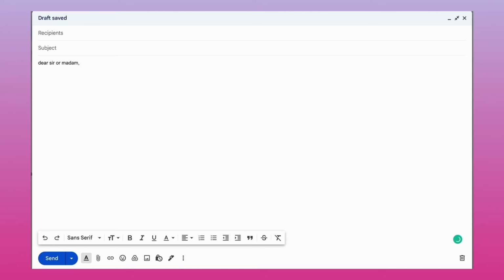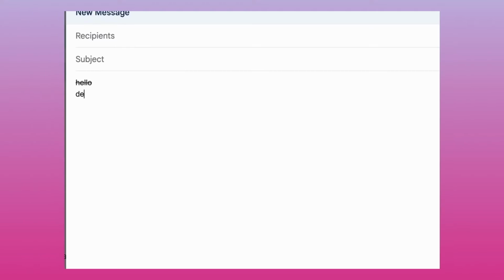So instead of just writing hello, we can write other things too. What can be the other things? Like we can write dear sir or madam. If we are writing to a lot of people, a lot of recipients, then we can write dear all. Then we can also mention the name of the individual, like dear Mark, or dear Julie, etc.